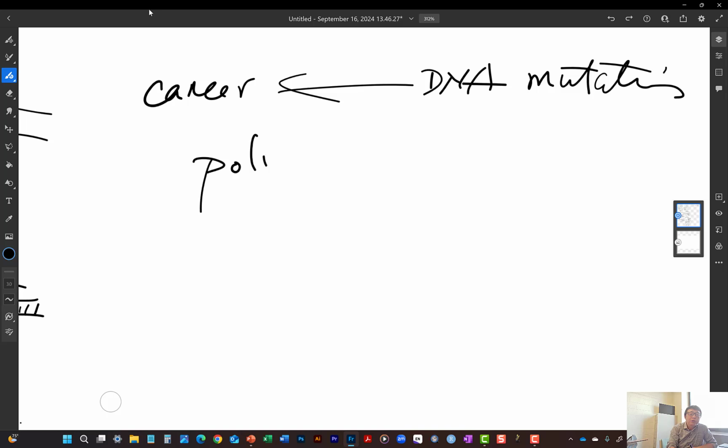Firstly, DNA polymerase 3 itself has a proofreading function, which means once it adds a nucleotide, it double checks whether the nucleotide fits the template. If it doesn't fit, it cuts it off and makes a new one. But this proofreading function is not perfect.